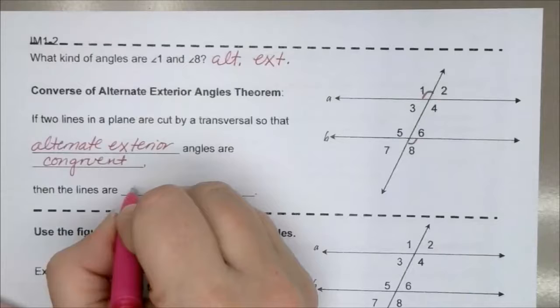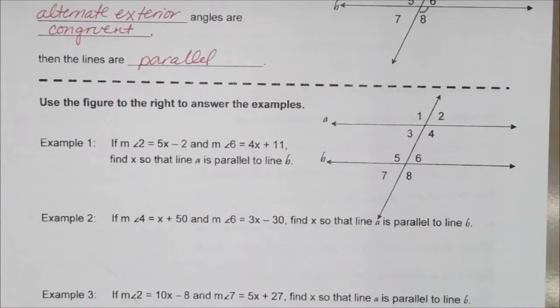Example 2, if angle 4 is x plus 50, and angle 6 is 3x minus 30. What do I know about 4 and 6? Those are same side interior. So if I need to find x so that A and B are parallel, 4 and 6 together have to be supplementary. So x plus 50, which is my angle 4 measure, plus 3x minus 30, which is my angle 6 measure, have to be equal to 180.